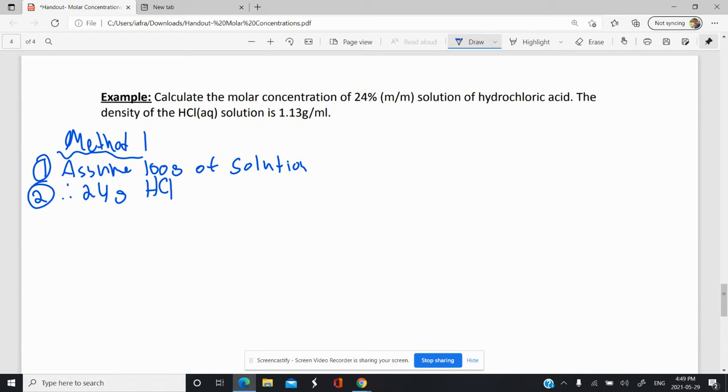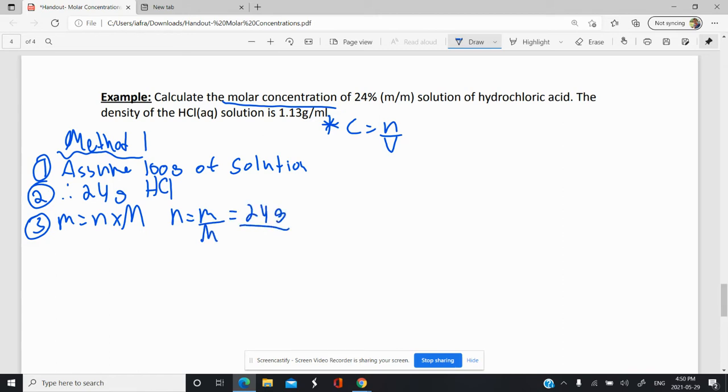Remember, we want to find the concentration as a molar concentration. So C is equal to n over V. Now, if I have 24 grams of HCl, I can find my moles, because mass is equal to moles times molar mass. Therefore, moles is equal to mass over molar mass, which is the 24 grams. The reason that works is if I have 100 grams and it's 24% mass, that means my solute, which is HCl, must be 24 grams.